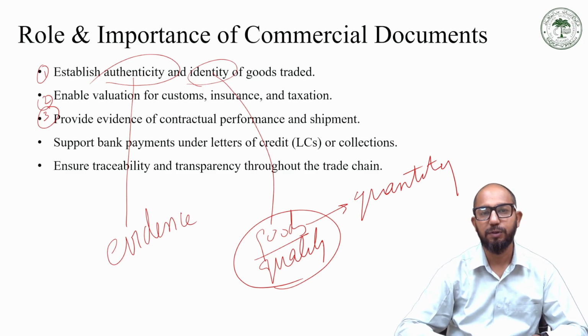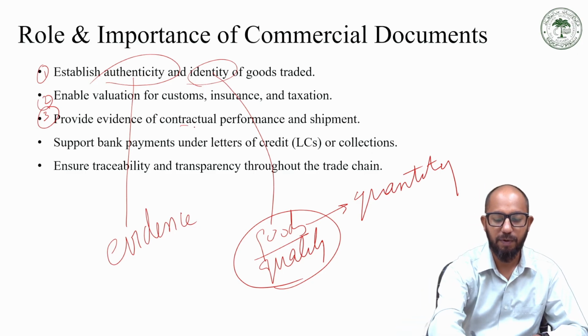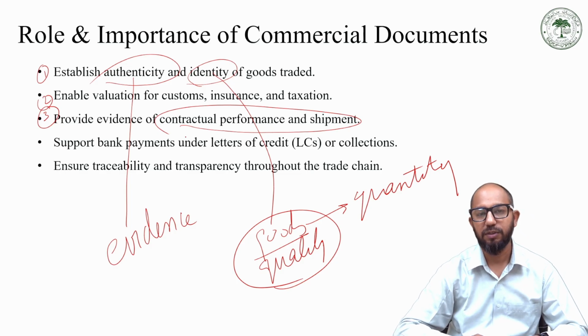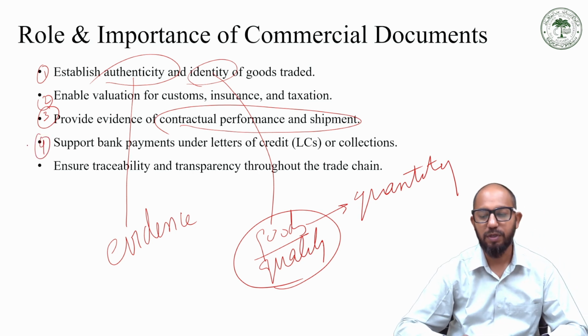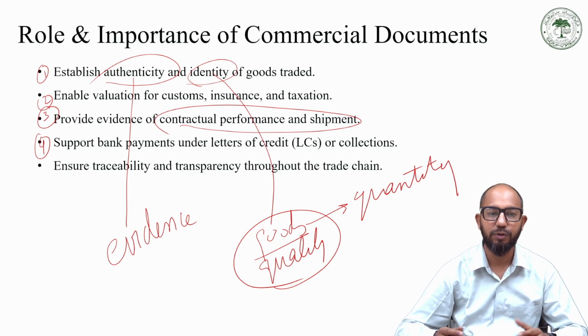The third importance is that commercial documents provide evidence of contractual performance and shipment. That is, it is an evidence to prove what has been the past performance of the exporter when it comes to fulfilling export obligations under the export contracts. This is an important indicator because that tells us about the reputation of the exporters and whether repeat trade will happen or not.